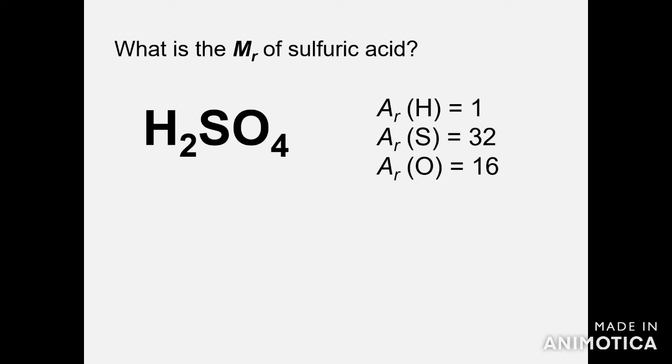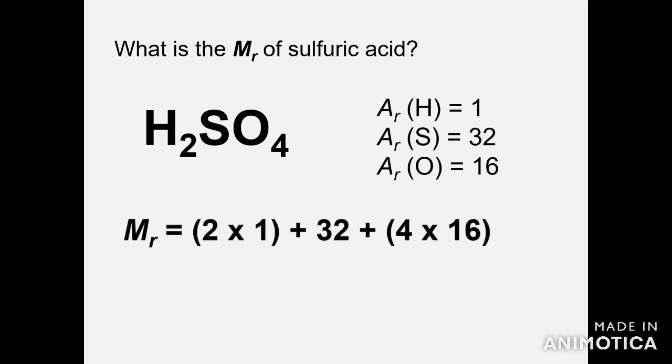Okay, hopefully didn't find that too difficult. Here's what's going on. The relative formula mass is the sum of the masses of the individual atoms. So we have two hydrogen atoms. Each one of them has an atomic mass or relative atomic mass of 1, so 2 times 1 plus 32. Now, there is no number after the S, so that means there's just one atom there. And then 4 times 16, because there are 4 atoms of oxygen present. We do the maths, we then come up with a number 98. Well done if you got that answer.